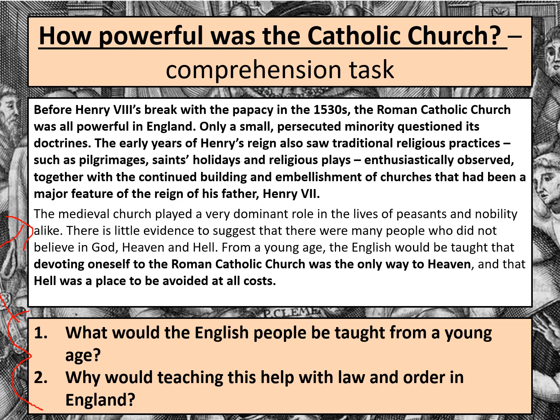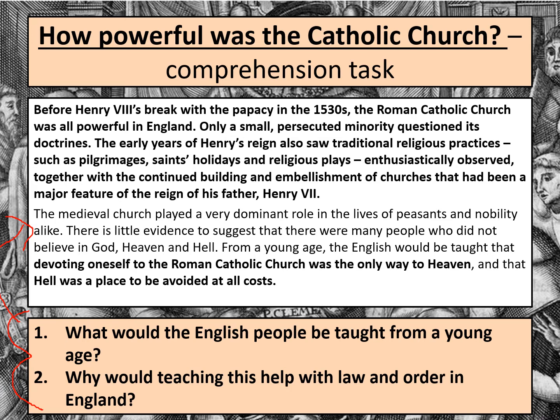The early years of Henry's reign also saw traditional religious practices such as pilgrimages, saints' holidays, and religious plays enthusiastically observed, together with the continued building and embellishment of churches that had been a major feature of the reign of his father, Henry VII. Now, what that means is that buildings were embellished, they were decorated, and they were rebuilt and revamped essentially throughout this period, which showed how powerful and valued they were. The medieval church played a very dominant role in the lives of the peasants and the nobility alike.